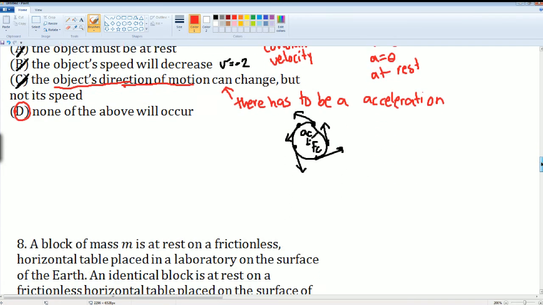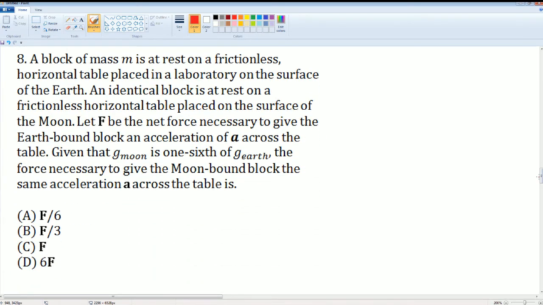I understand it's a long video, but I want to go over this in complete detail so you can understand it. A block of mass m is at rest on a frictionless horizontal table placed in a lab on the surface of Earth, an identical block, blah blah blah. It has a bunch of information, but it's really not needed. On the AP test, you have to find a strategy to read just the necessary information.